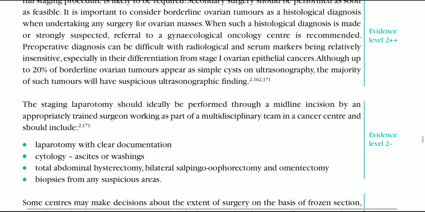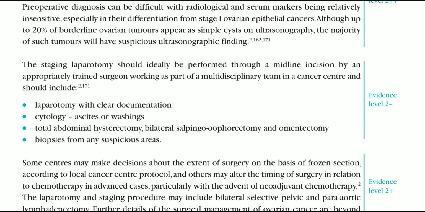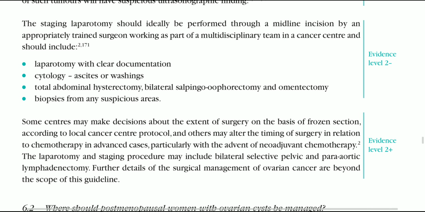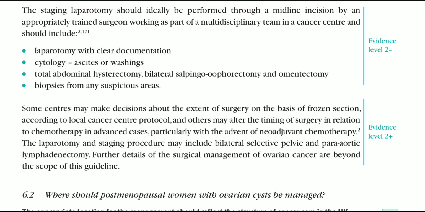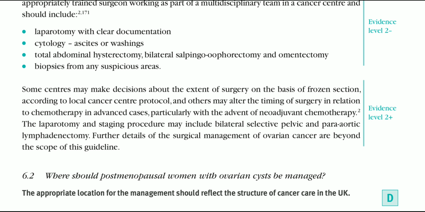And it's written that although up to 20% of borderline ovarian tumors appear as simple cysts on ultrasonography, the majority of such tumors will have suspicious ultrasonographic findings. And how is staging laparotomy performed? Staging laparotomy should ideally be performed with a midline incision by an appropriately trained clinician and with clear documentation. It should include cytology of ascites or washings, total abdominal hysterectomy, bilateral salpingo-oophorectomy, and omentectomy, and biopsies from suspicious areas should be taken.